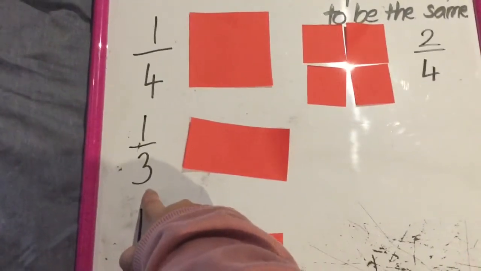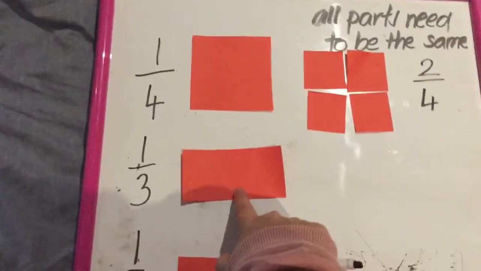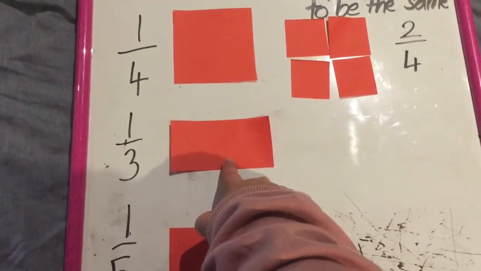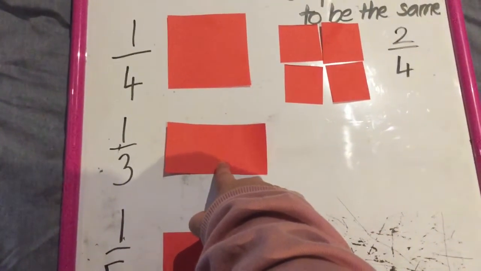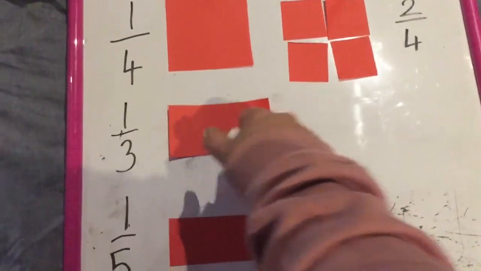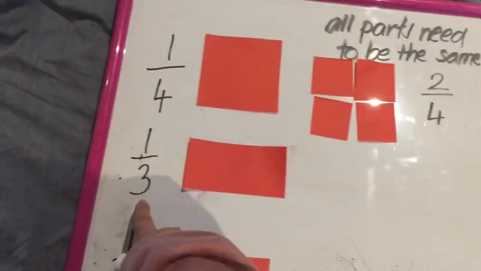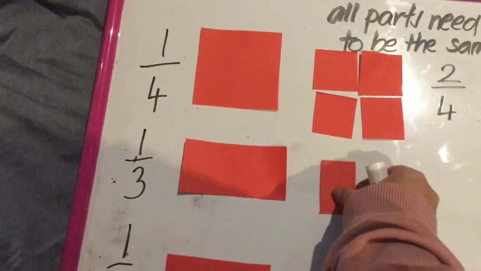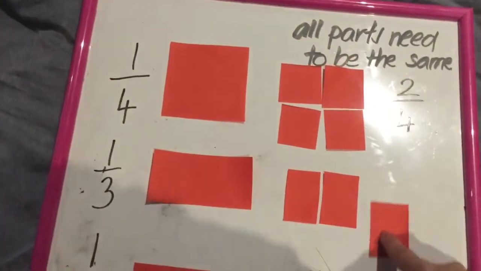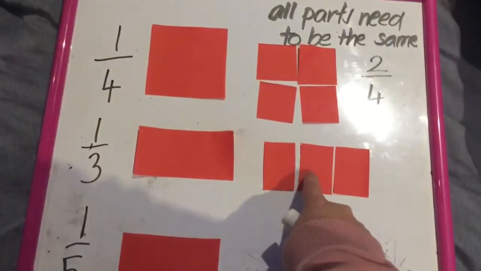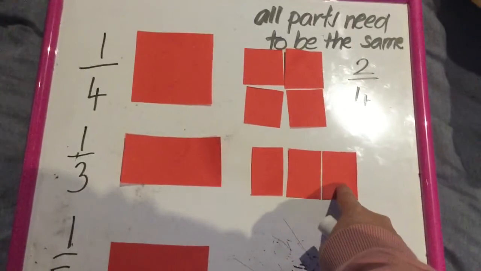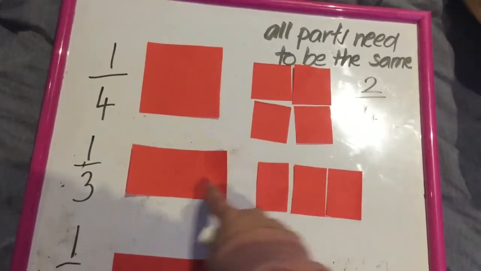So if I'm making thirds, I've got this rectangle and I want to make it into thirds. How many bits do I need to cut it into? Yep, 3 equal bits, because 3 is on my denominator. Okay, so I have made this into 1/3, 1/3, and 1/3, and together they will make this whole.